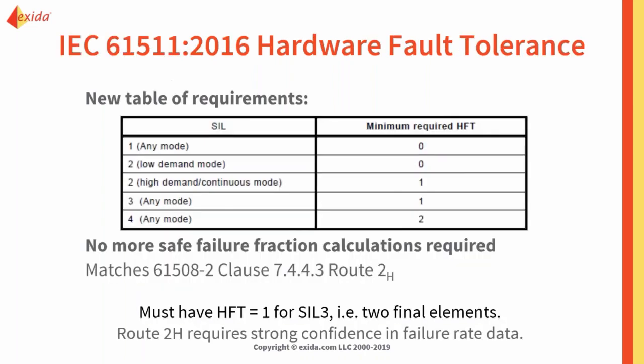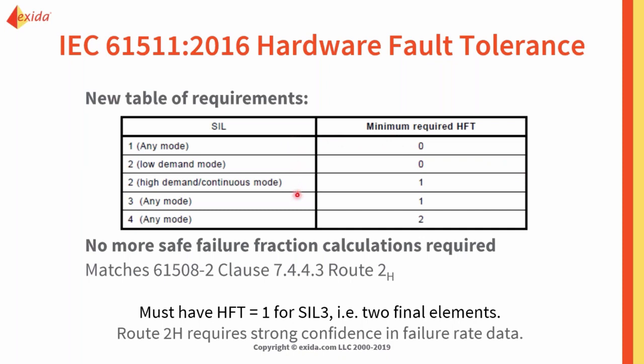On the other hand, there's a second table, and this is a table for Route 2H, and it's also the exact same table from the end user's point of view. And as you can see, it takes away all of the safe failure fraction. We are no longer doing that calculation, but now we're looking at the product's historical data and the reliability of the product. Because there's no more safe failure fraction, it kind of makes it easier.